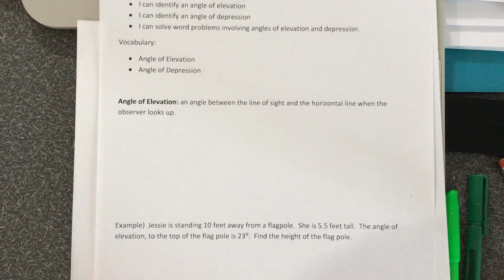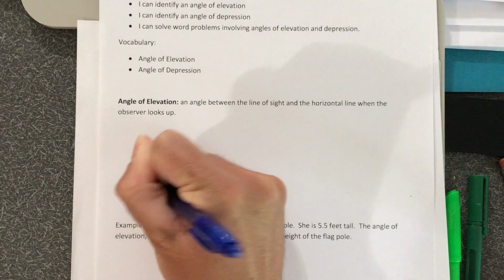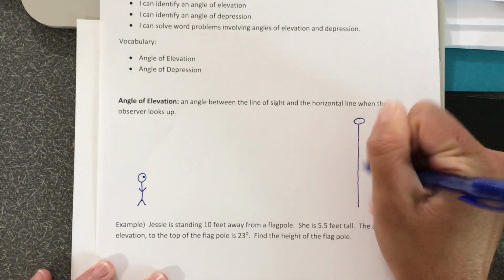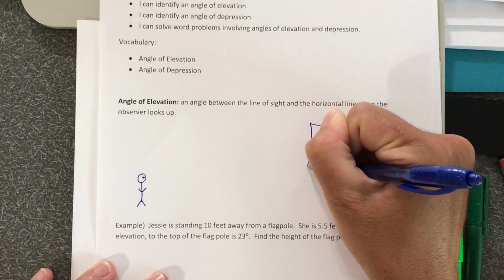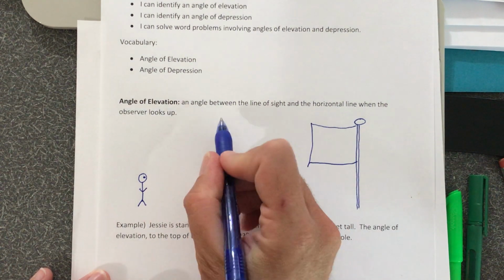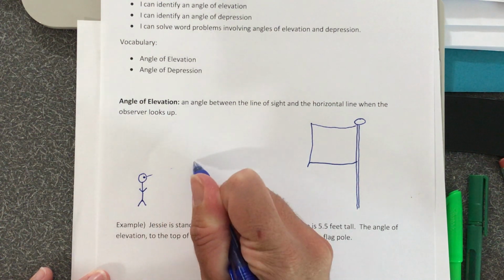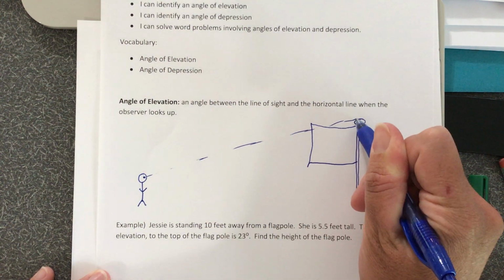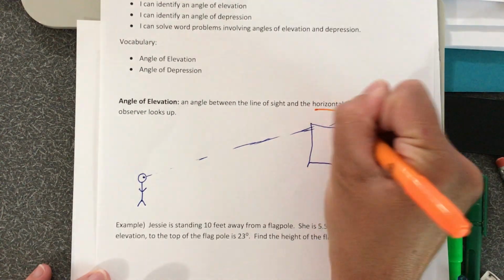Okay, so let's take a look at a picture here. So I've got this observer, and they are looking at the top of a flagpole. So the observer, the line of sight, so an angle between the line of sight and the horizontal when the observer is looking up. So the observer is looking up to the top of this flagpole here. So looking up. But what is the horizontal that we're talking about?